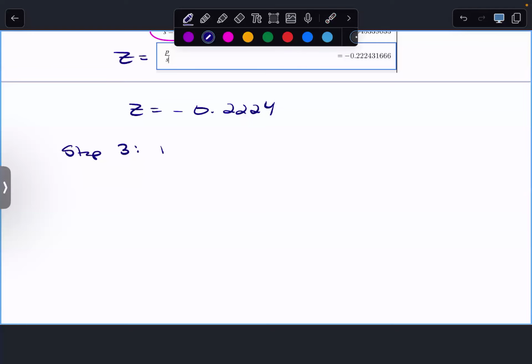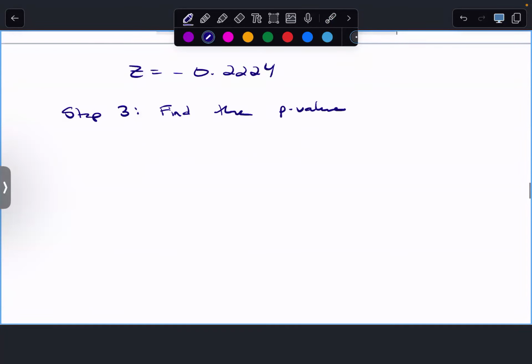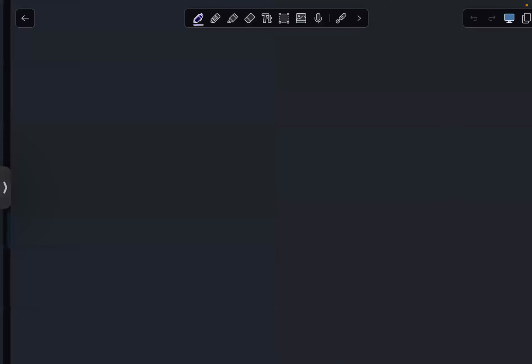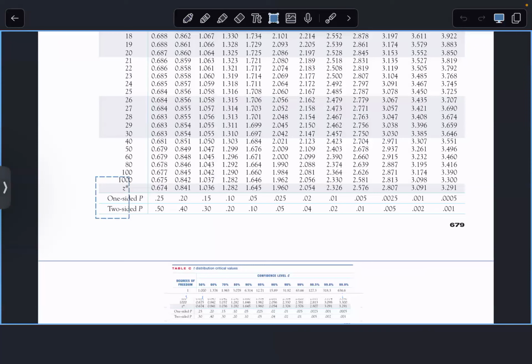So now find the p-value. I am rushing. How do I set this up? I set up my absolute value of Z equal to negative 0.2224, which is going to be between two values on the t-table. Uh-oh. Don't fail me now, iPad.